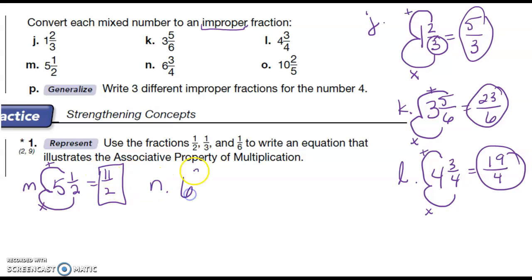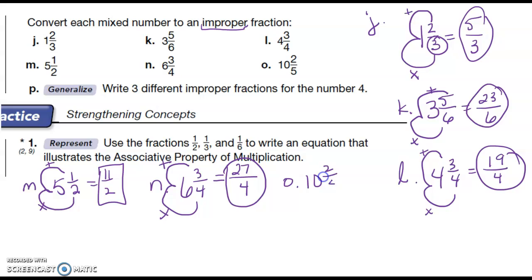Okay, 6 3/4. You're welcome to try these ahead of time or pause this so that you can see if you can do it and then check your answer. Those are all good things. 4 times 6 is 24, plus 3 is 27. And my last one for this set is, let's draw my popcorn, times plus. 5 times 10 is 50, plus 2 is 52 over 5.